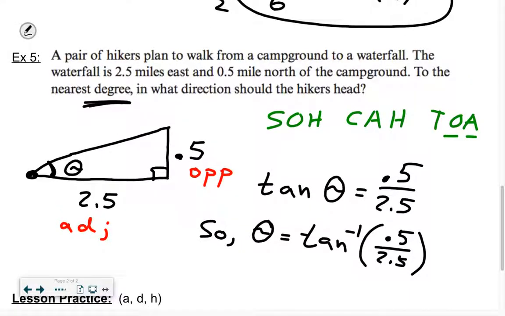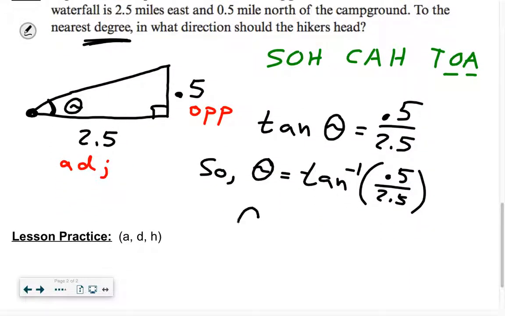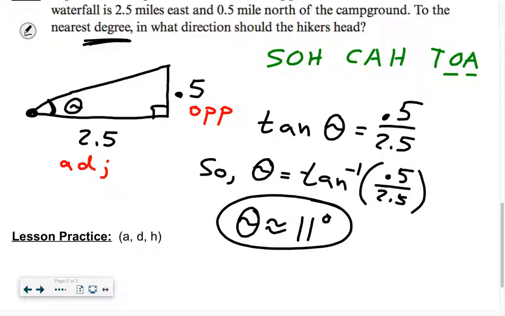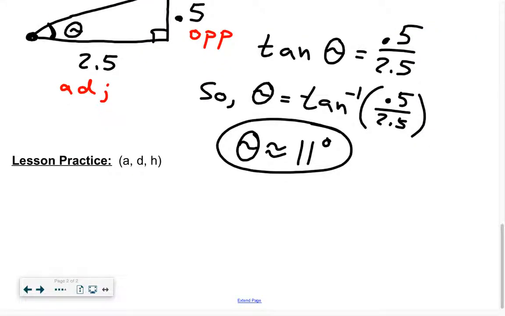And they said to the nearest degree. So the nearest whole number degree would be what? What are you guys finding? 11? So you would tell your buddy you need to walk at an 11-degree angle. Pretty steep. Which makes sense. Going much further horizontally than we are vertically. A, D, and H. Last three.